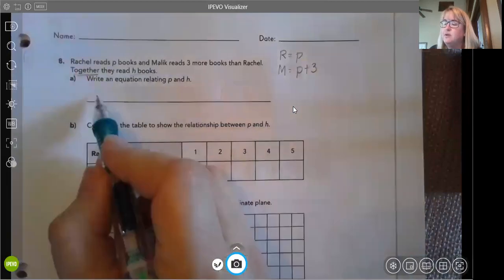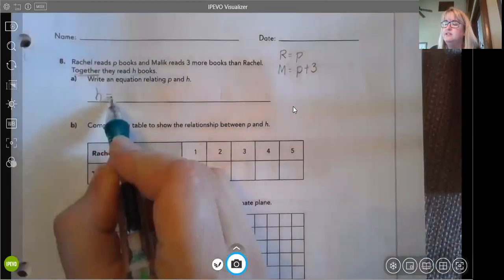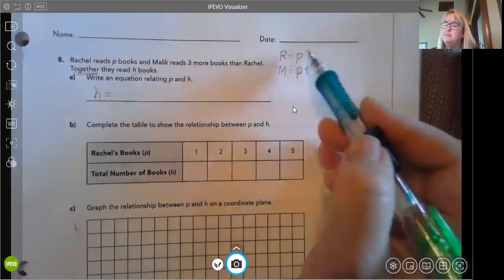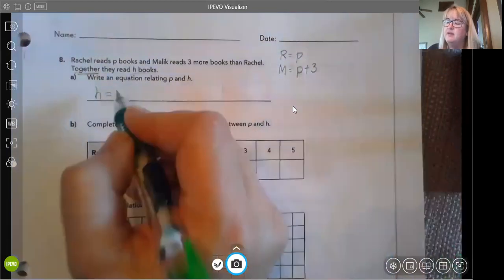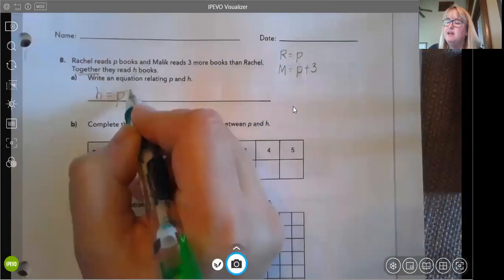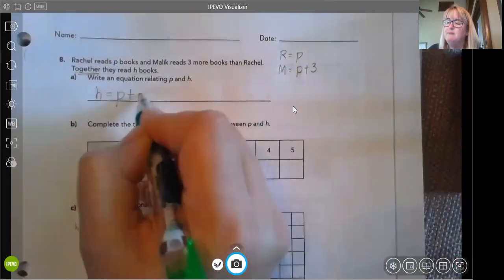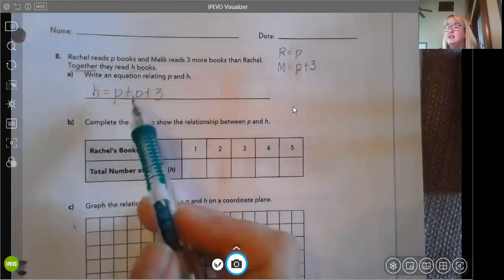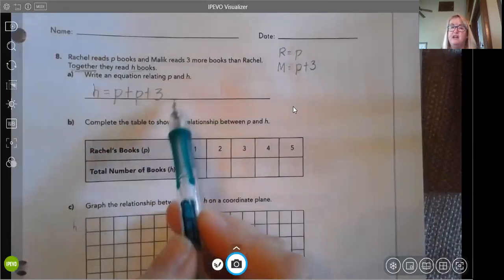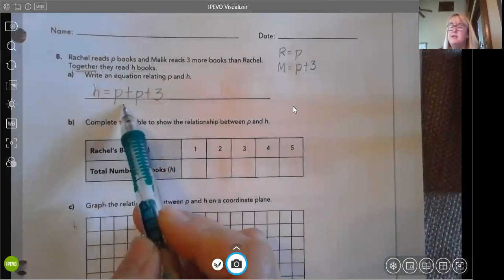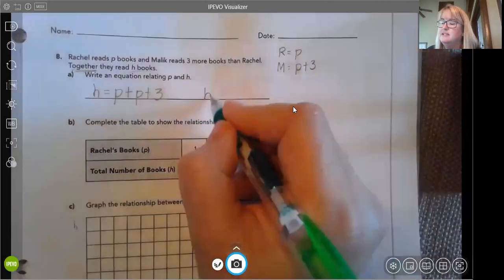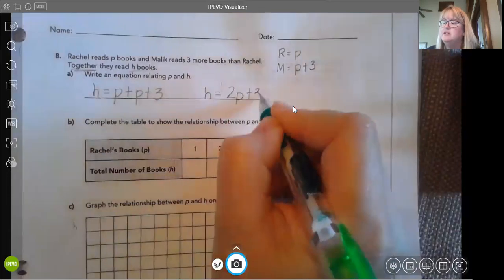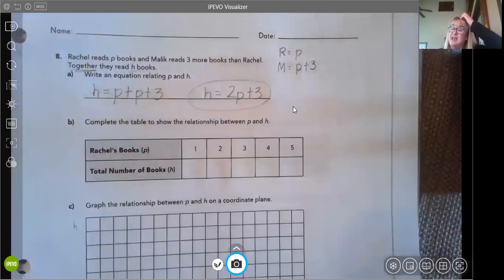So H stands for what they read together. So we need to add these together. Together, Rachel read P plus Malik read P plus 3. Now, from our last unit, you can see that this can be simplified. We can combine P and P. So I'm going to rewrite this in simplest form, which would be 2P plus 3. So there's your answer to A.